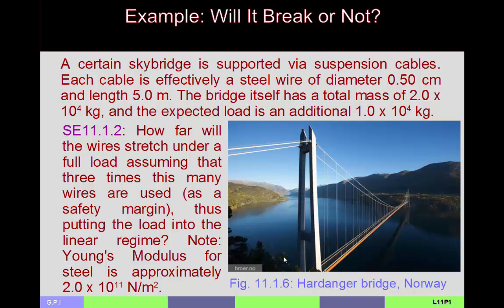That would be 3 times 7 wires, not 3 times 8 wires. What happens as far as the amount that the wires are going to stretch when this load is placed on them?